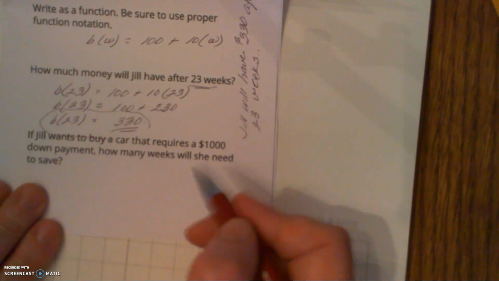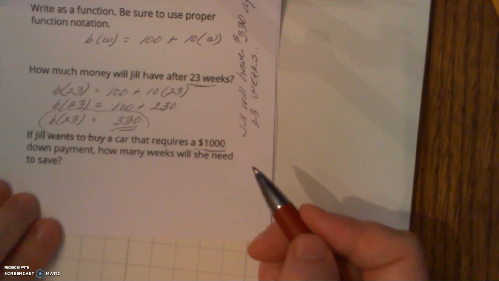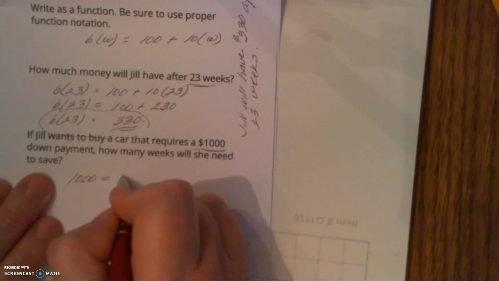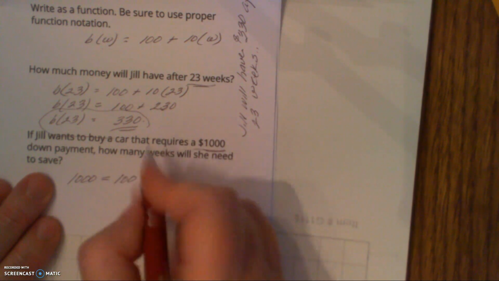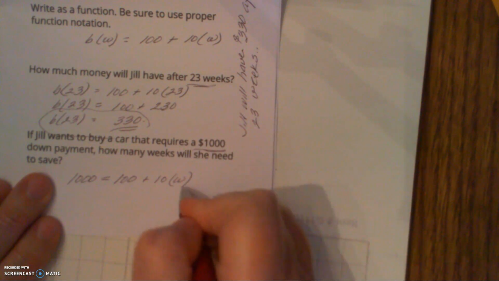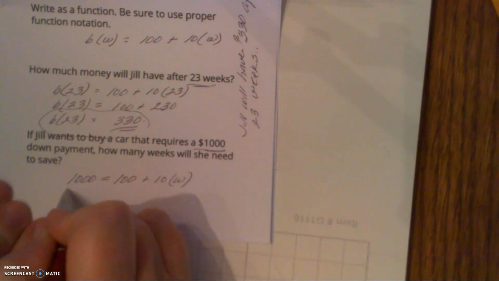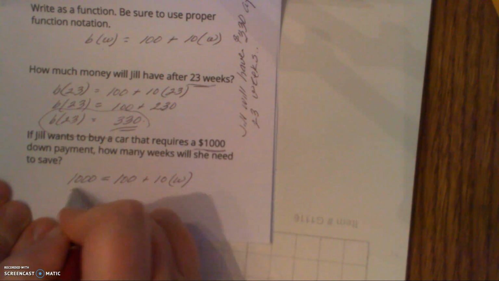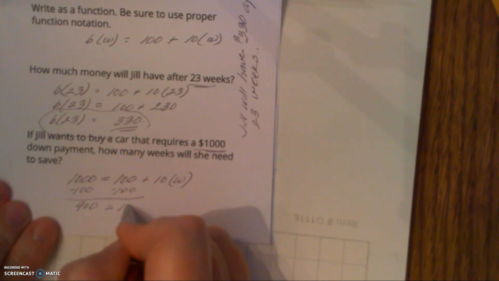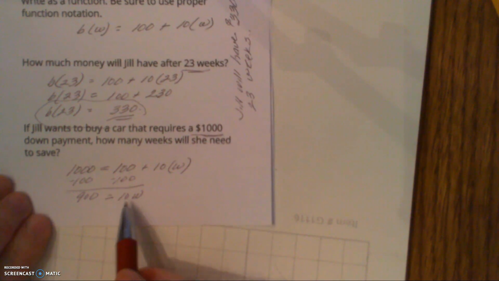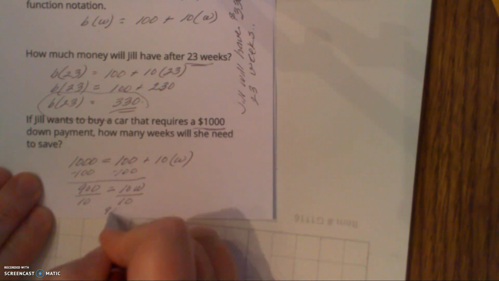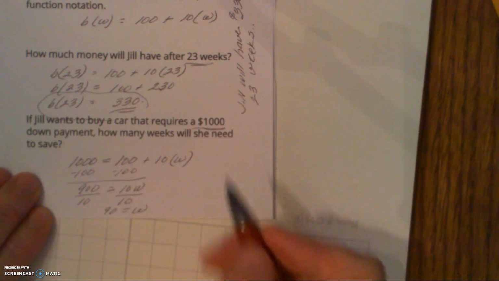If Jill wants to buy a car that requires a $1,000 down payment, how many weeks will she need to save? So we know we need a total of 1,000. We know that she started with $100 as above. We know she puts in $10 a week, but we don't know how many weeks. So now we're going to solve it. We're going to get rid of the constant on both sides, so we subtract 100. So 900 equals 10W. So here it's 10 times W, so we're going to divide by 10 on both sides. So 90 equals W. So it's going to take her 90 weeks.